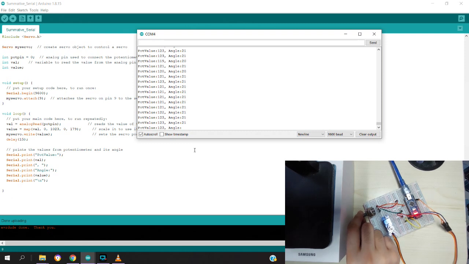So there it is. It's not stable since there are some errors in detecting the value. But when the angle is 20, the potentiometer value is around 119 to 120. The angle registered here is 20 degrees. Let's try to have a 40-degree angle.